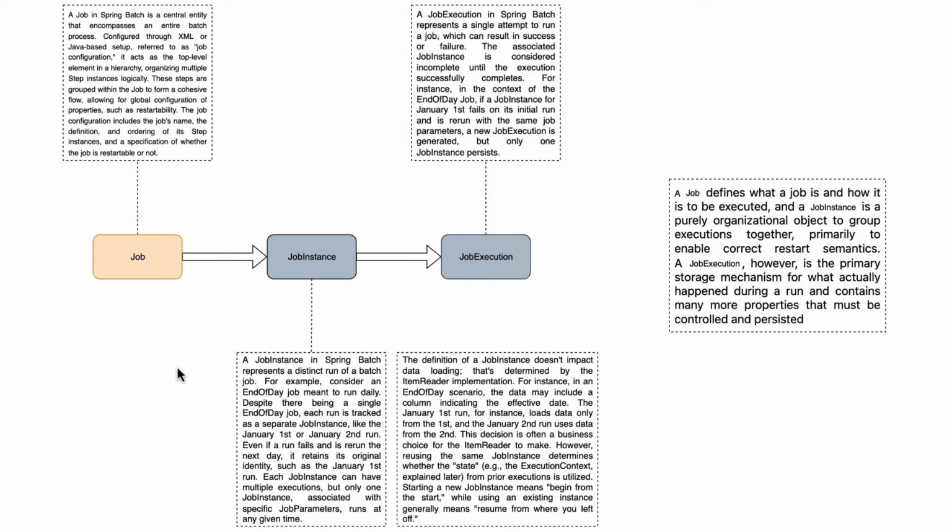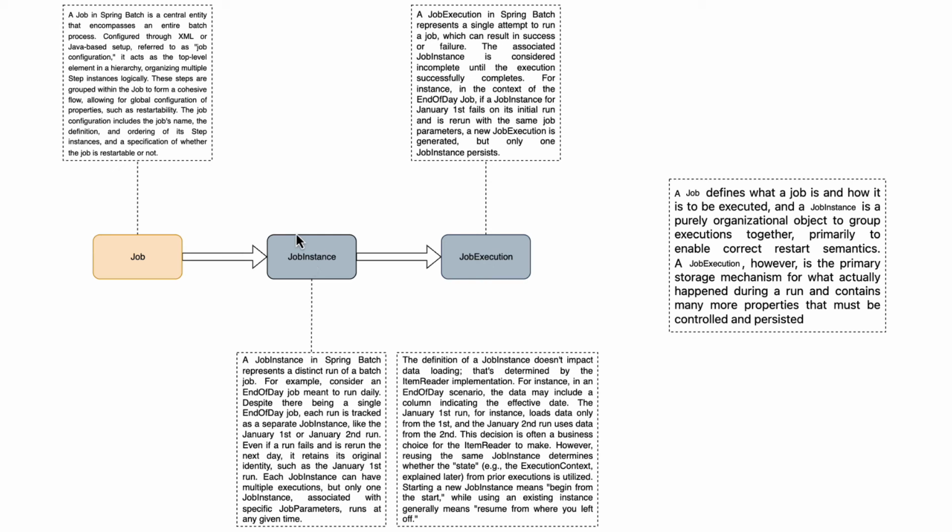A job instance in Spring Batch represents a distinct run of a batch job. For example, consider an end-of-day job meant to run daily. Despite there being a single end-of-day job, each run is tracked as a separate job instance, like the January 1st or January 2nd run. Even if a run fails and is rerun the next day, it retains its original identity, such as the January 1st run.